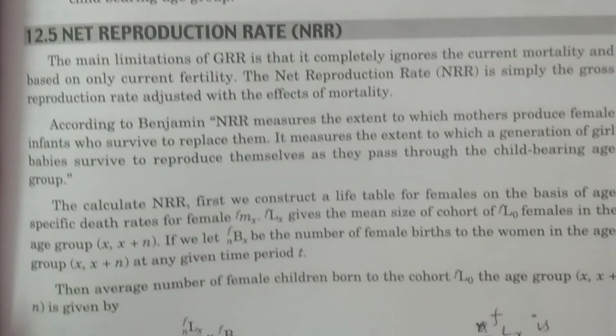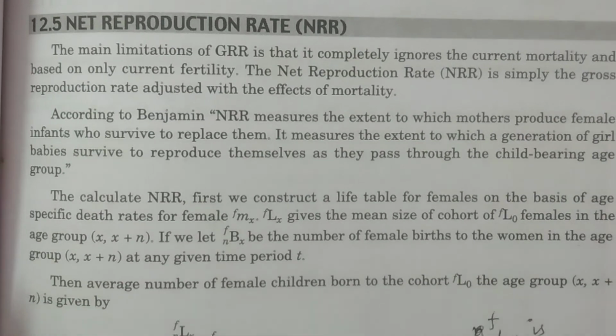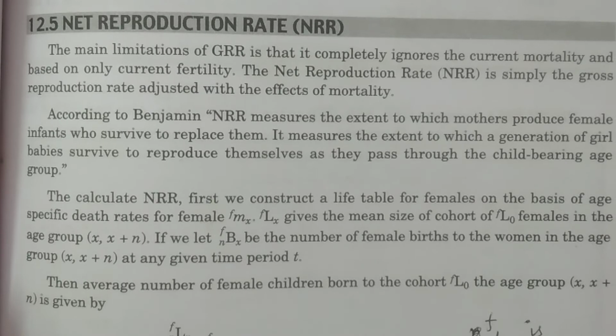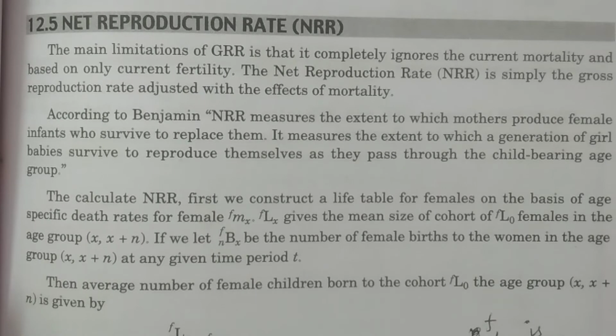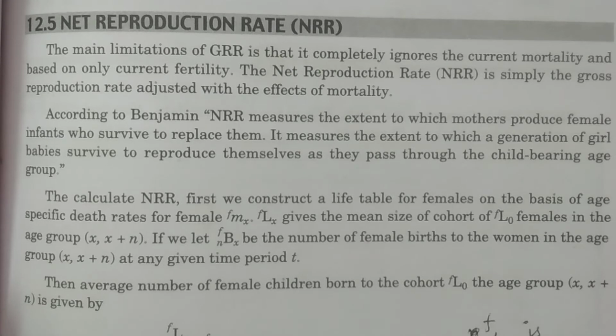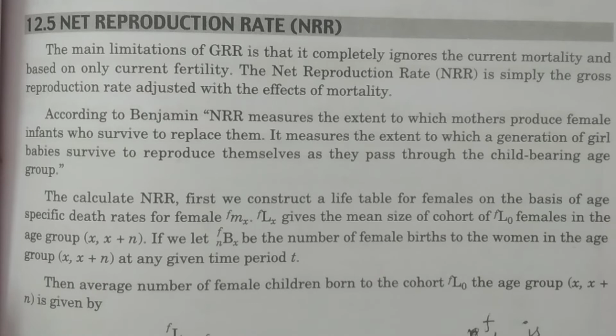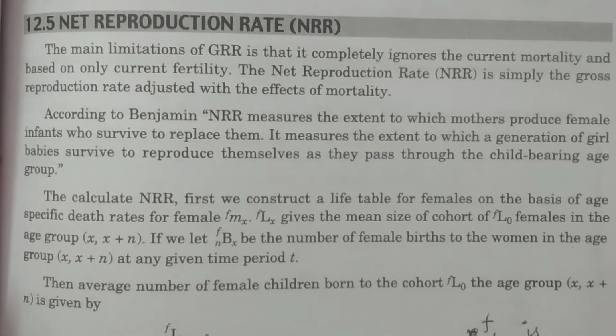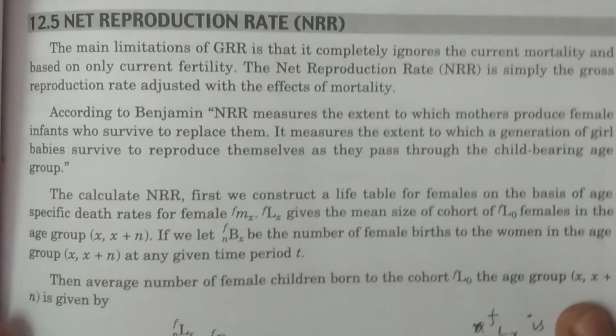So now you see that NRR takes into consideration the current mortality as well. It includes current fertility and also includes current mortality. That is the additional factor of consideration over GRR. The NRR is going to overcome this particular drawback, right?